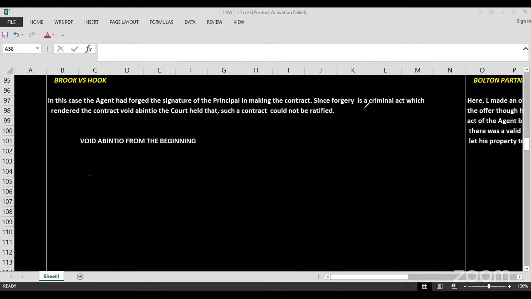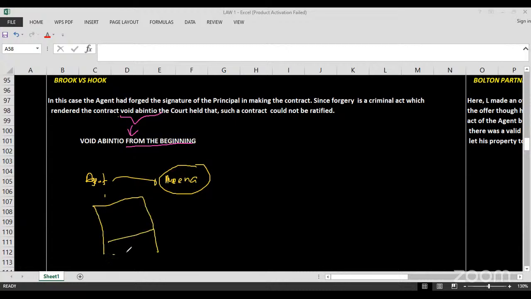Okay, now what's happening there? What's this word? Do you know the meaning of this word? It means from the beginning. Now let's say there's an agent. This agent is going to contract with a person, say Meena. When he's making the contract, the agent is placing the signature of his principal.